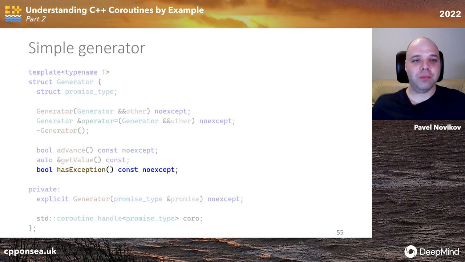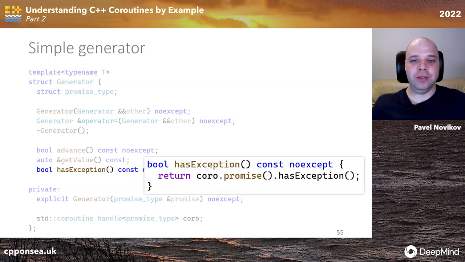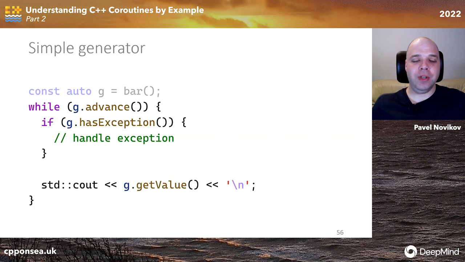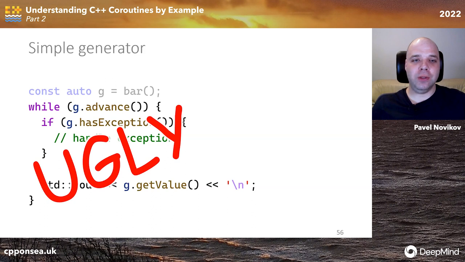And so, yes, what can we do to maybe make our life a little bit easier? We can add another member function that will tell us if we have an exception, so we can distinguish the situation when we have an exception rather than a value. This is how it is implemented. It's basically asking the promise object if it has an exception. And eventually you can use it like this. In a while loop, you call advance, check the result, and check if the generator currently has an exception. You can handle the exception in that case, otherwise you can try to extract a value. And I think this is also ugly.